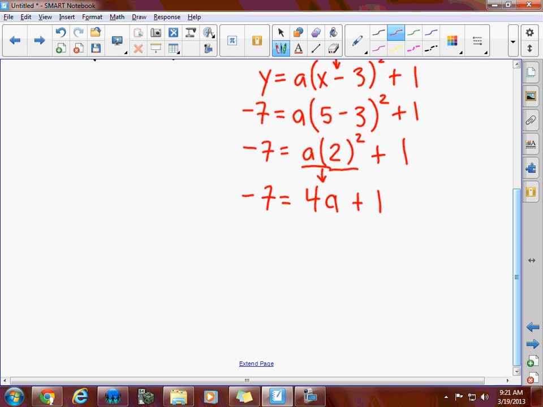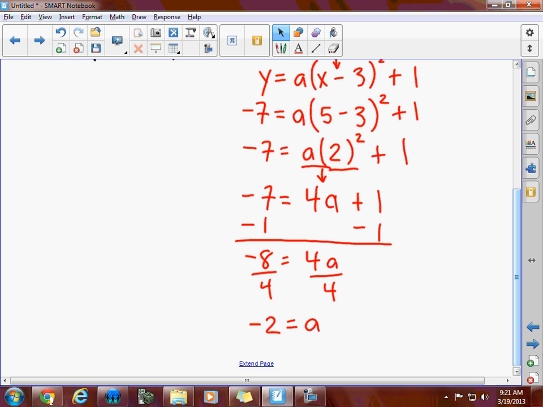Now we just got to solve for a, so I'm going to take 1 away from both sides, and I have negative 8 equals 4a. Last step, divide out that 4, and I'm going to get negative 2 equals a. Now this is not the final answer. The final answer now says I better go to my vertex form again, which was up here.